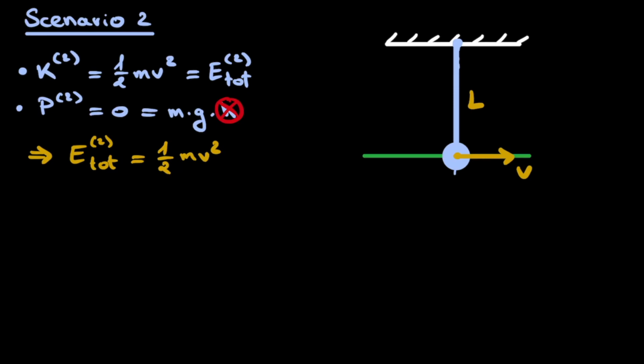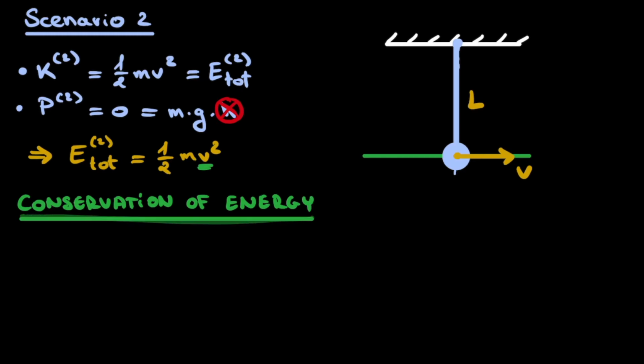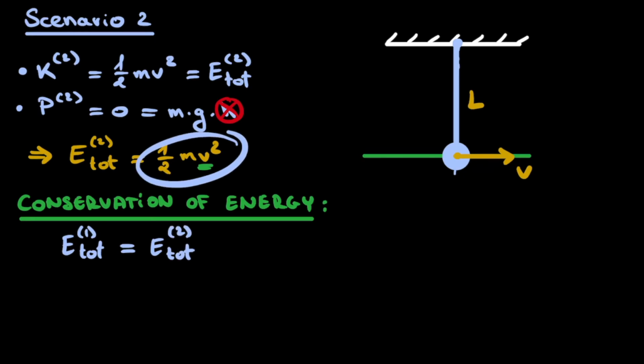Now, just to remind yourself, this v is exactly what we're looking for. That was a question. What velocity does our pendulum have when it is hanging straight down? And now to actually solve this question and to take this problem home, we are going to use conservation of energy, which says that the total energy of the first scenario, which was simply our initial position, will be equal to the total energy of our second scenario, which we found right here.